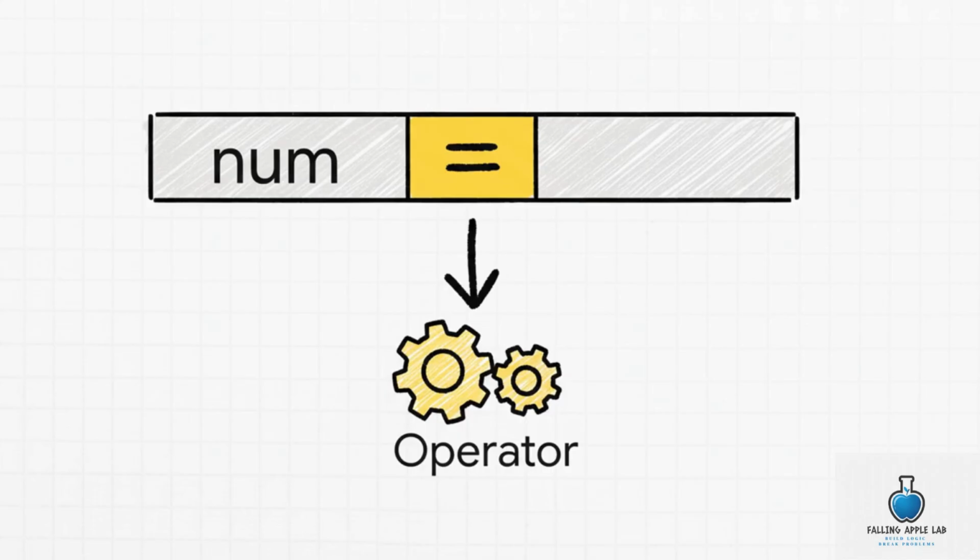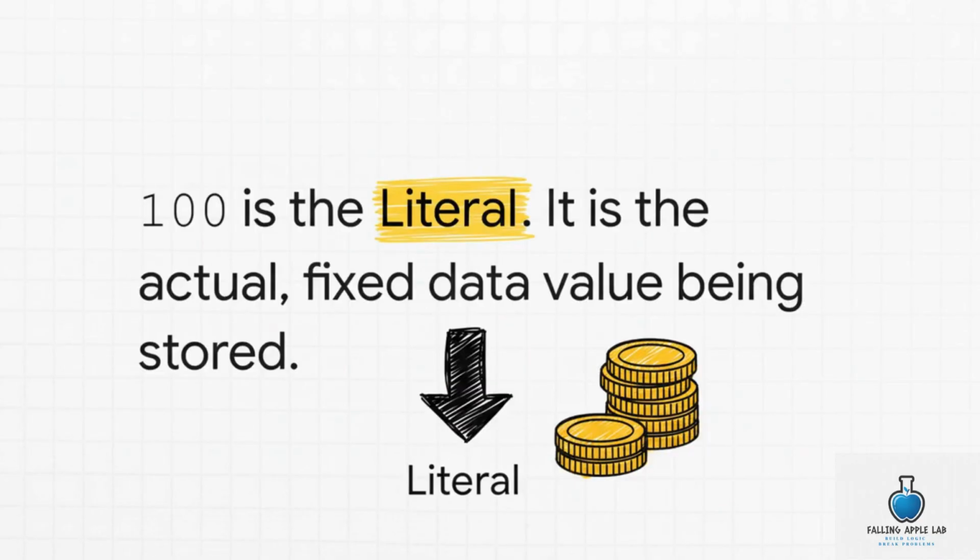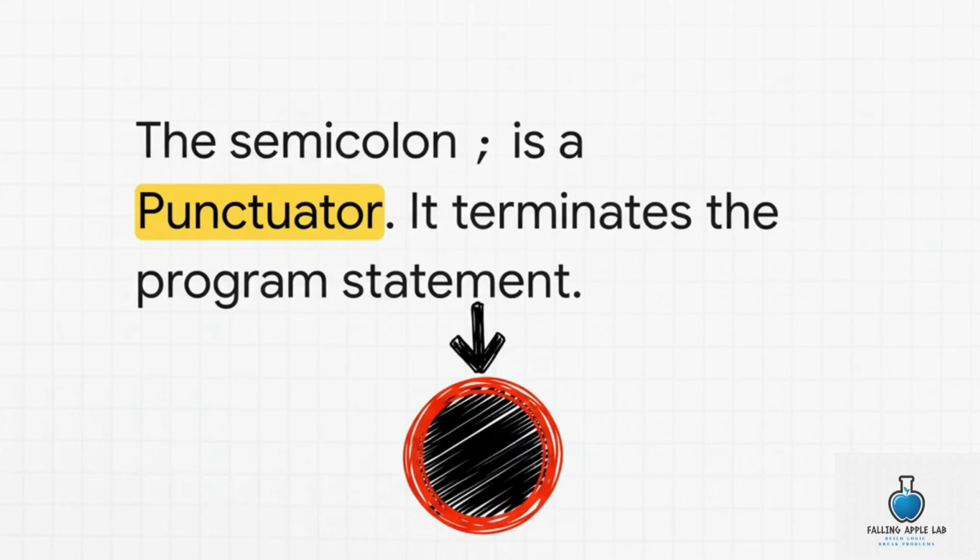Then we have the equal sign. That is our operator. And it's not saying is equal to, it's the assignment operator. Its only job is to take the value on the right and assign it or put it into the variable on the left. It's the action. So what about the 100? That, my friends, is the literal. It's not a name, it's not an action, it is the actual fixed data value that we want to store. And finally, to wrap it all up, we've got that semicolon. That's the punctuator. It acts just like a period at the end of a sentence, telling the compiler, okay, this instruction is totally finished, you can move on to the next one now.